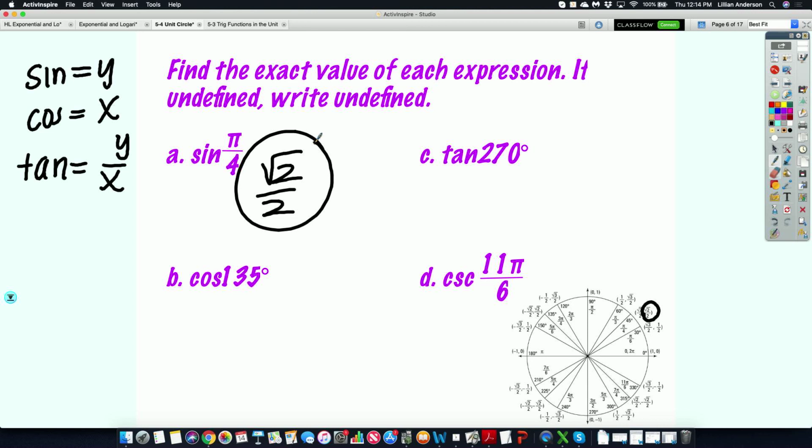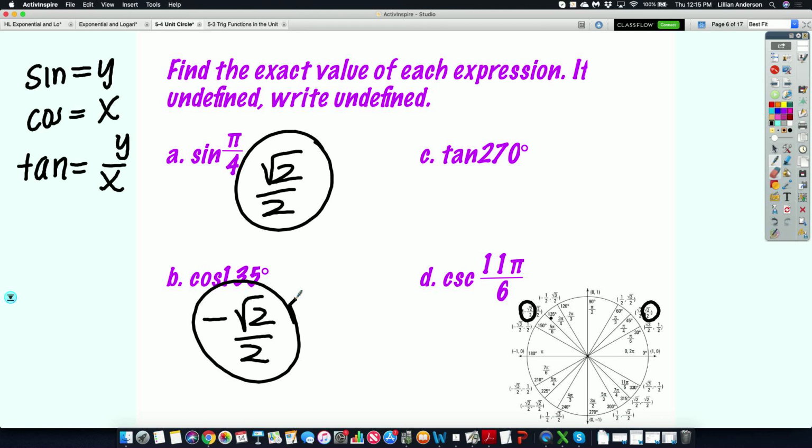Cosine of 135 degrees. That means you go to 135 degrees on your unit circle, and you're looking more specifically for which coordinate? The x. So at 135 degrees, it's right here. You look at your x coordinate, and you see that it's going to be negative square root 2 over 2. Very good.